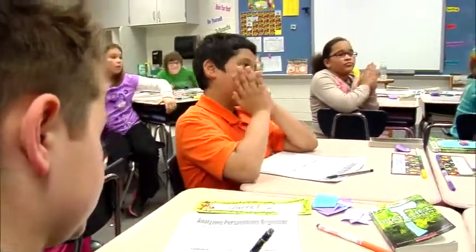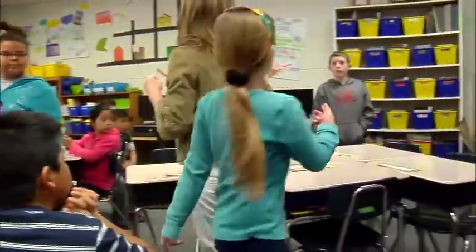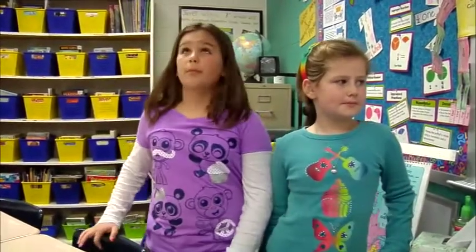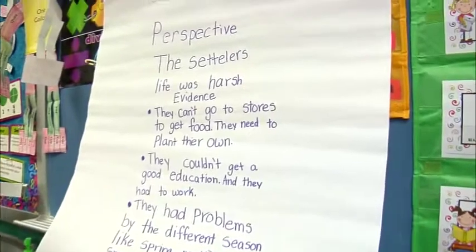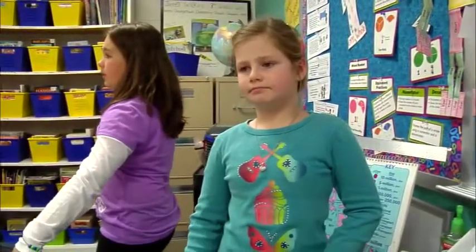And now let's have settlement. Who are my speakers for settlement? What was the perspective? The settlers' life was harsh. Okay, it was harsh. Harsh meaning hard. It was difficult. What was your evidence that it was harsh or hard? They can't go to stores to get food. They need to plant their own. Okay, they had to plant their own food.